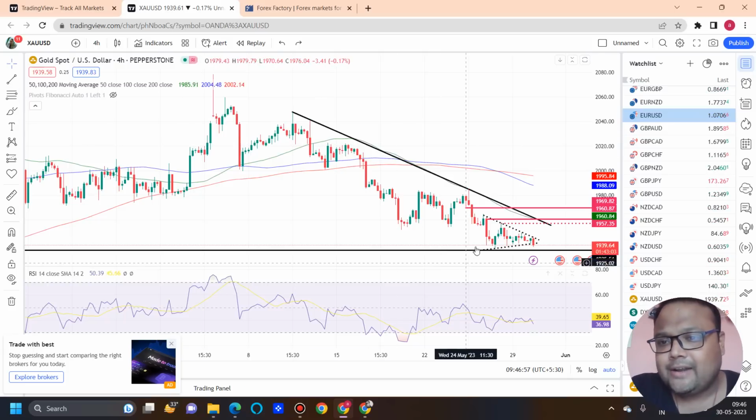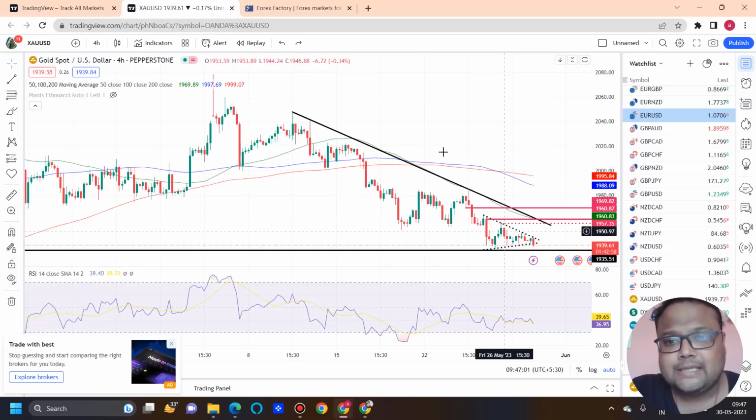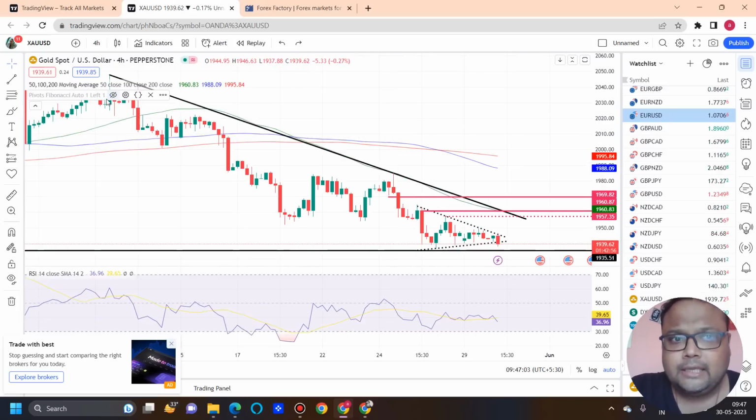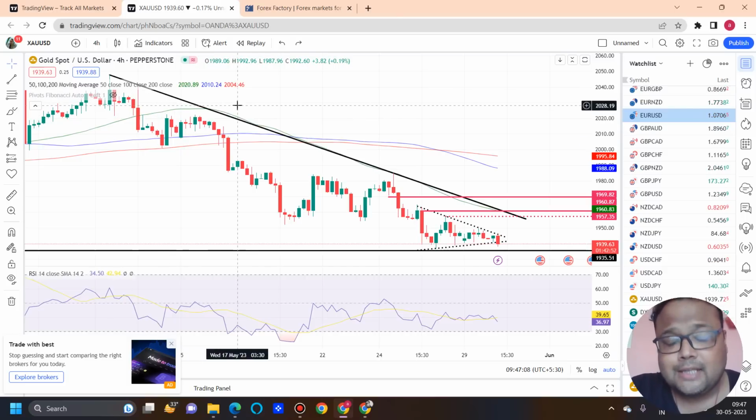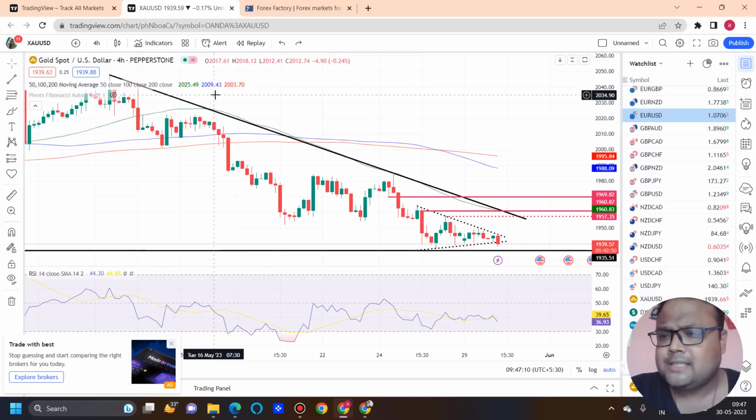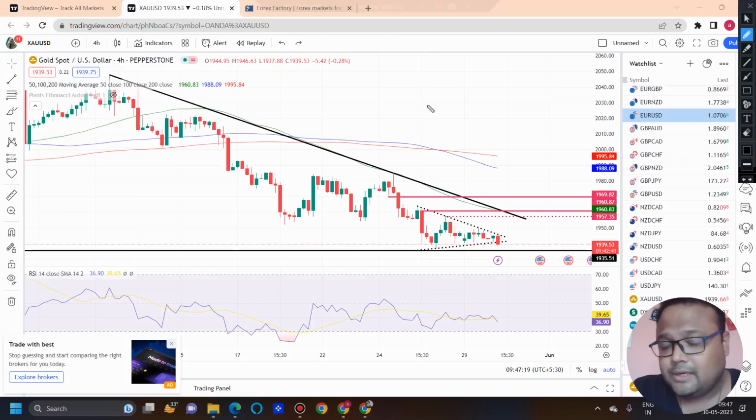As we can see, right now gold is standing at 1939. This is the current market price, and overall the trend of the market has not changed. We can still see the market is in a downtrend, the buyers are struggling, sellers are trying to dominate the market. So things have not changed at all, but the spice of volume is missing.